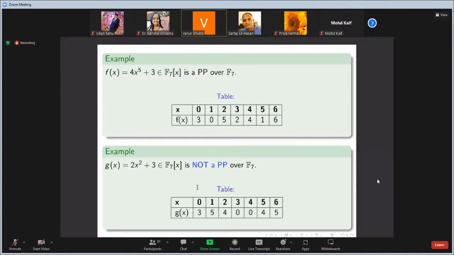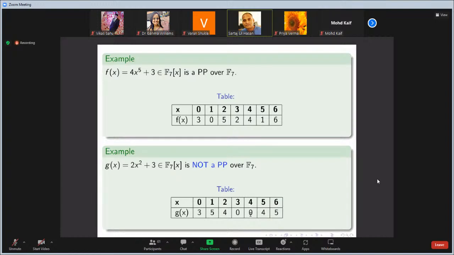So if you look at the map, 0 goes to 3, 1 goes to 5, 2 goes to 4, 3 goes to 0, and 4 goes to 0. Elements 3 and 4 are both being mapped to 0. So it's not a 1-1 map, and therefore it's not a permutation polynomial.